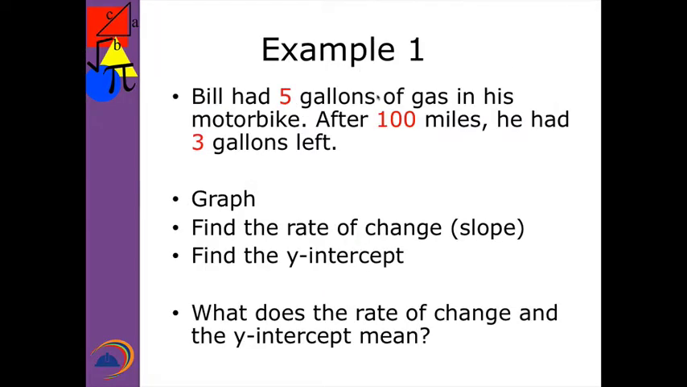So now here's an example. Bill had 5 gallons of gas in his motorbike. After 100 miles, he had 3 gallons left. We want to graph it. We want to talk about its slope or rate of change. We want to find the y-intercept. But more importantly, we want to talk about what that means. So on your note taker, add the missing number values to your note taker.